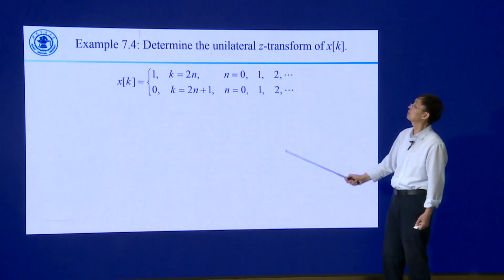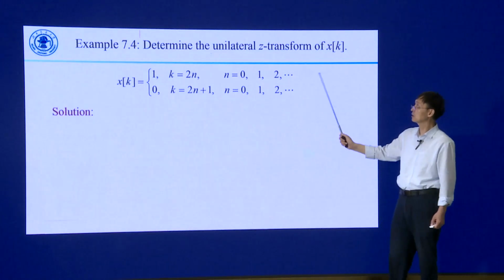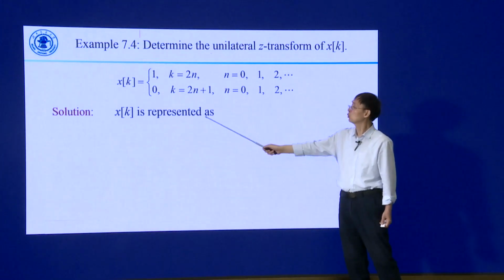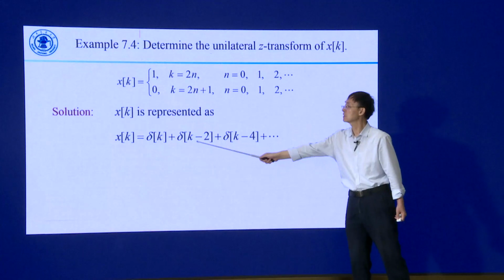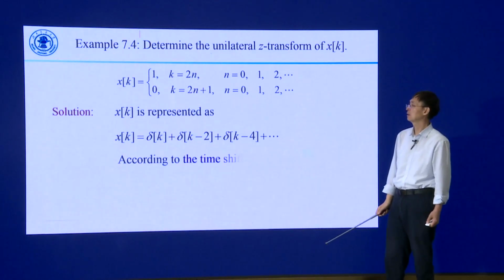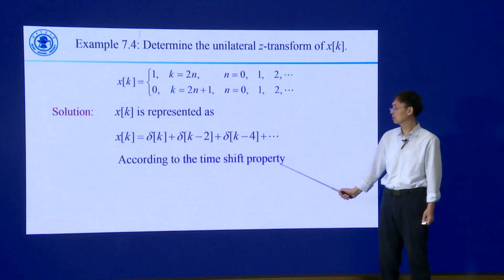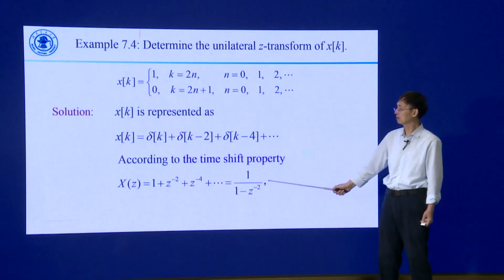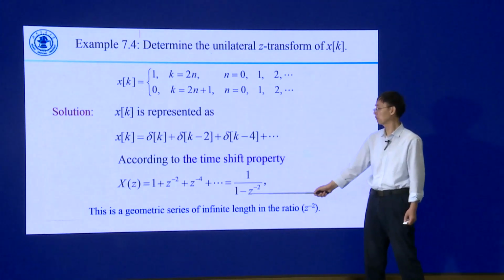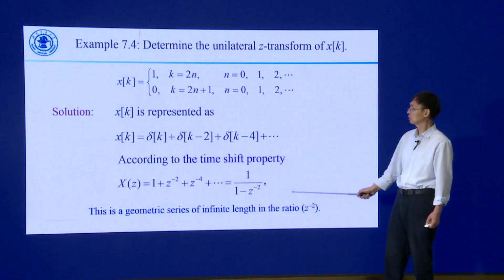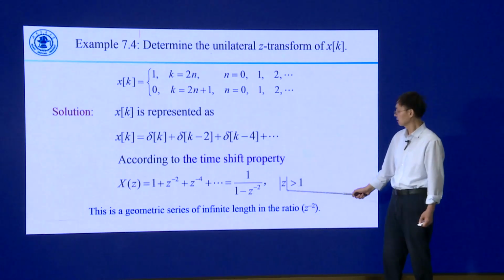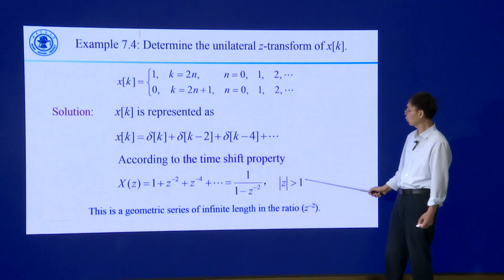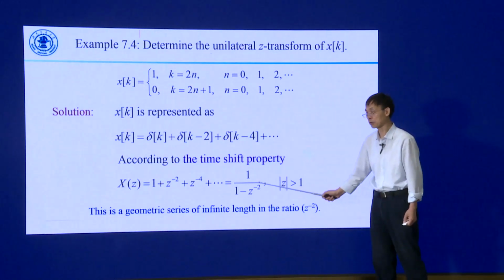Here is another example. Determine the unilateral Z-transform for this signal. The signal can be represented as this equation. According to the time shift property, we can get the unilateral Z-transform for this signal. This is a geometric series of infinite length with this ratio, so its ROC is in this expression. Here we can find this number 1 is the pole of the fraction.